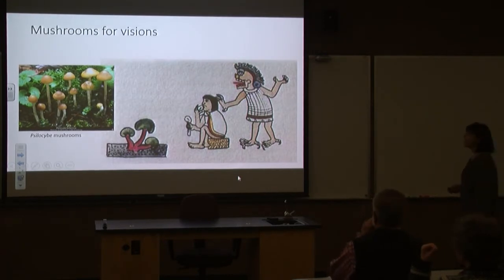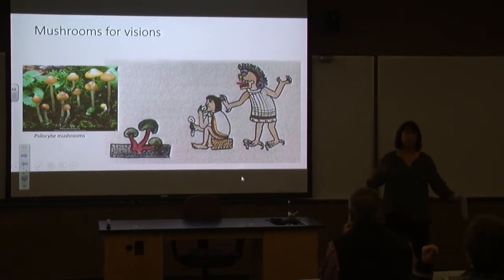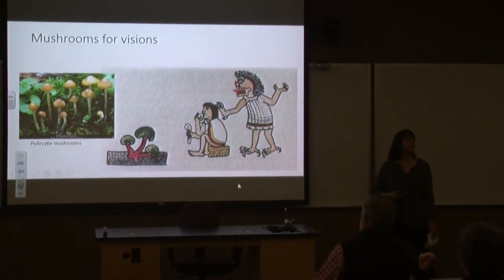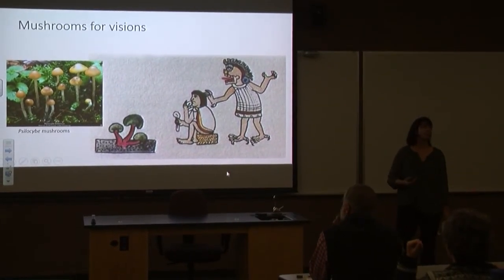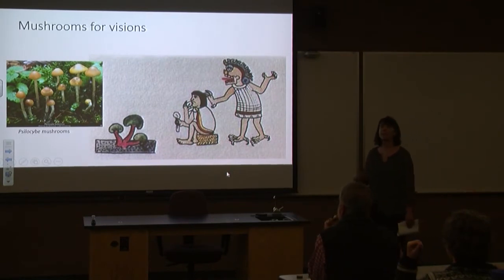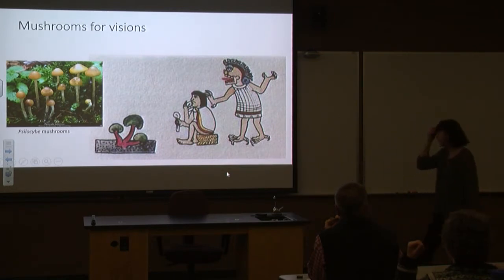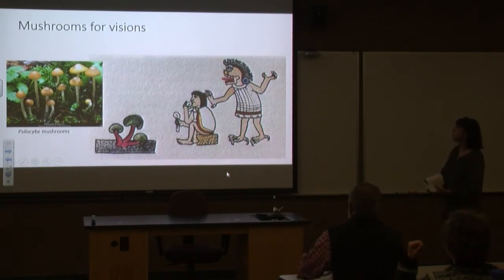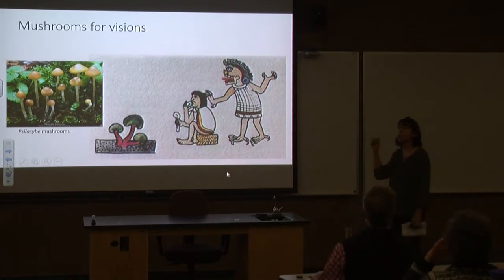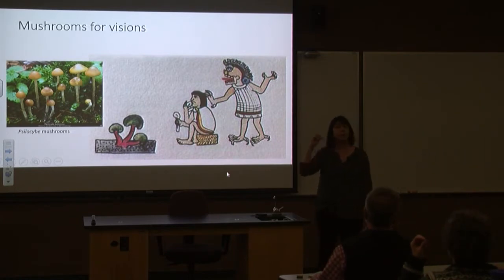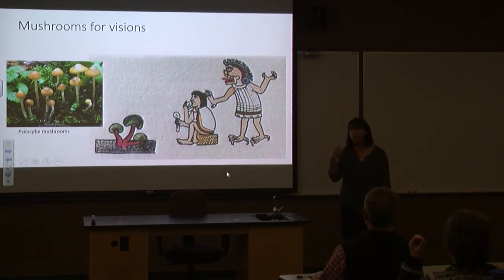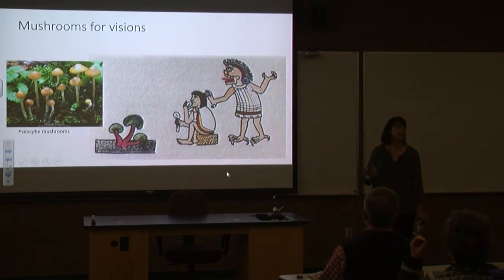Dating way back to the Aztecs and other cultures, people have used mushrooms for visions, because some of the chemicals in some fungi have hallucinogenic properties. One of them is this particular mushroom here, in which the chemical from that is a serotonin agonist, and it mimics serotonin in the brain. It acts through a different pathway and then causes these hallucinations.